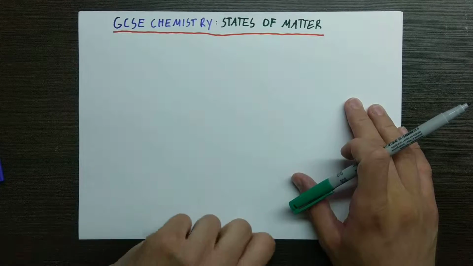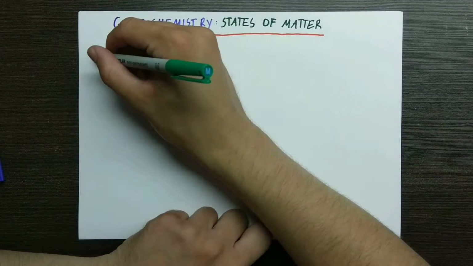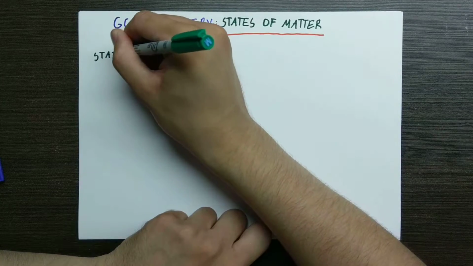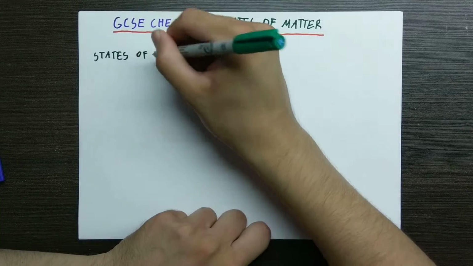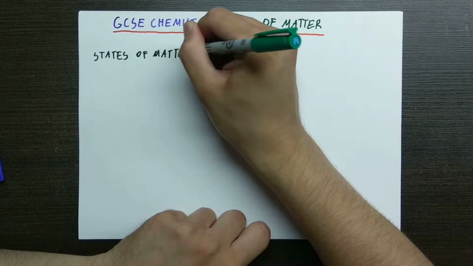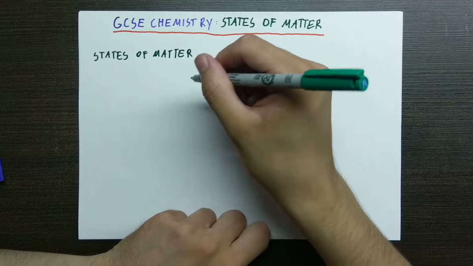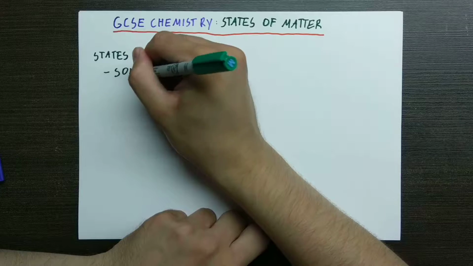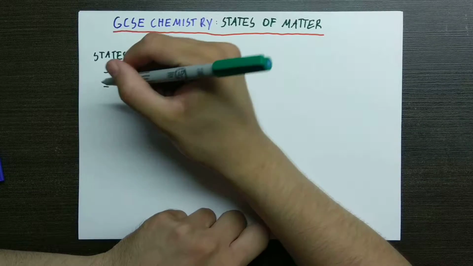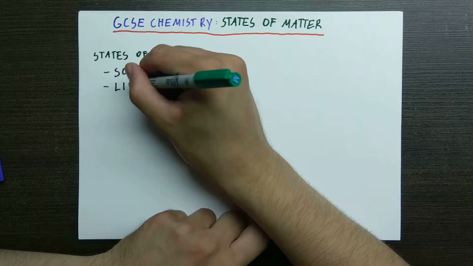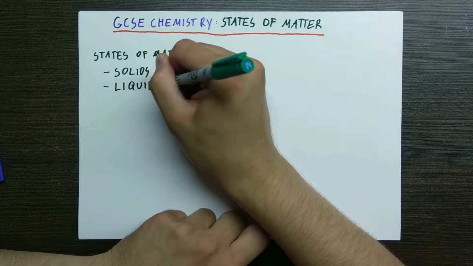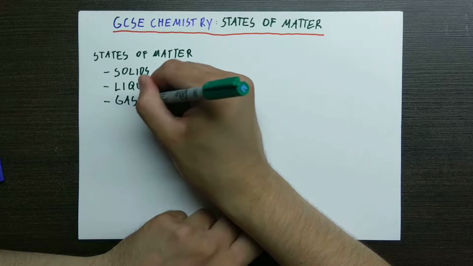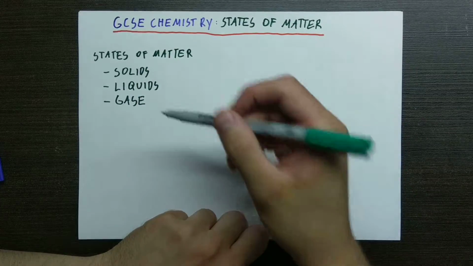Now, state of matter, there are three different states of matter. So I'm going to write them down. States of matter. There are three different states that we need to understand. One is solids, one is liquids, and one is gases. So those are the three states of matter.